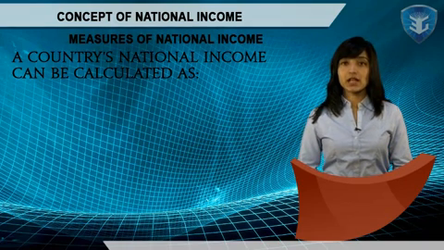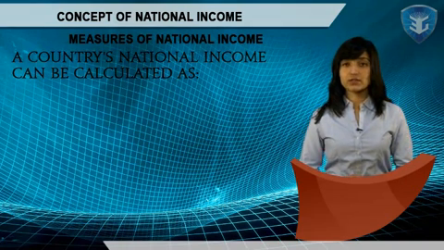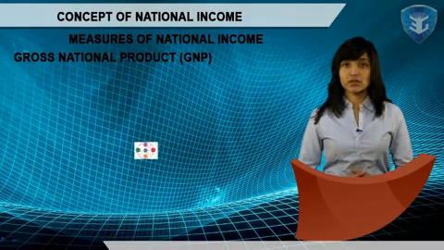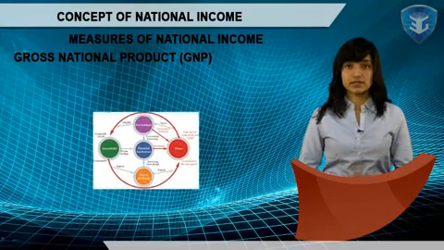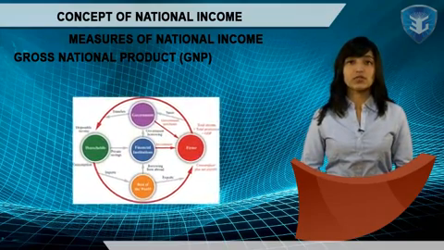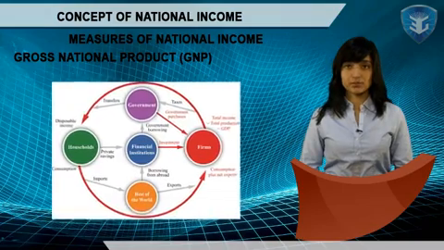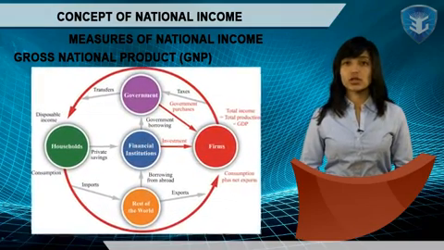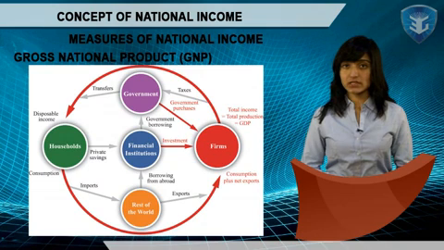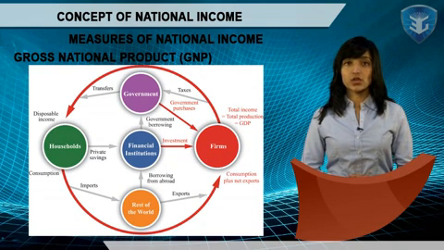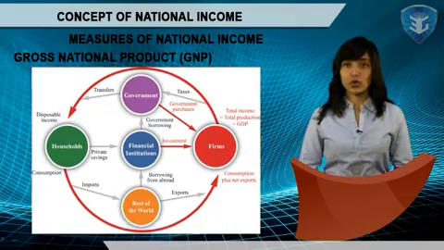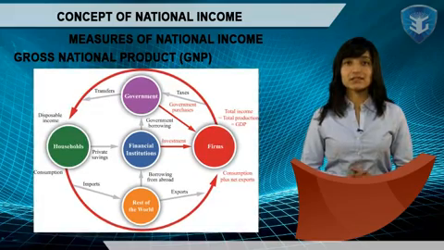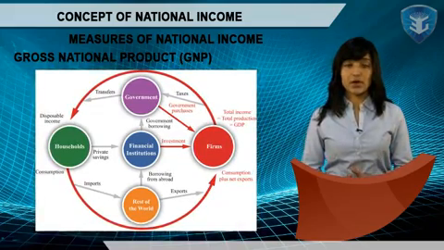A country's national income can be calculated as gross national product (GNP), one of the various measures of national income used in national income analysis. GNP is the most important and widely used measure of national income. It is the most comprehensive measure of the nation's productive activities. The GNP is defined as the value of all final goods and services produced during a specific period, usually 1 year, plus incomes earned abroad by the nationals minus incomes earned locally by foreigners.